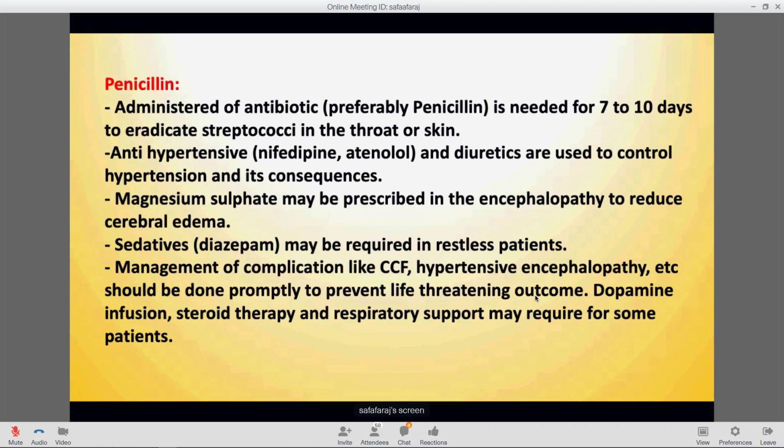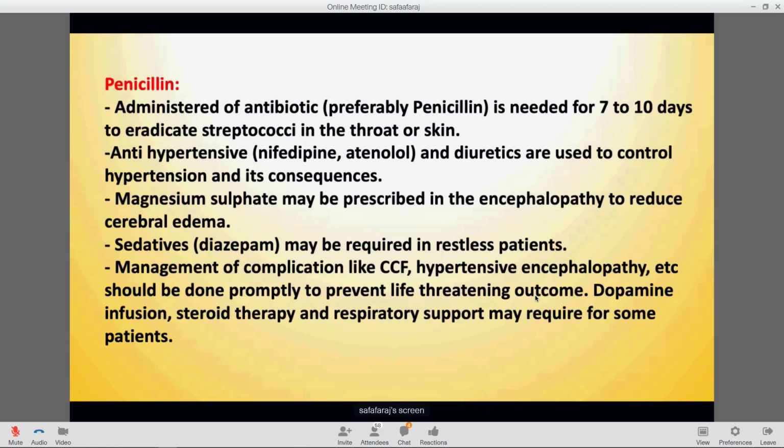Regarding antibiotic, administration of antibiotic, mainly penicillin, is needed for 7 to 10 days to eradicate streptococci in the throat or skin. That means even if the patient does not have fever or signs of infection, we have diagnosed acute glomerulonephritis, so antibiotic should be given to eradicate streptococcal remnant in the throat or skin so that another antibody-antigen reaction is not triggered.